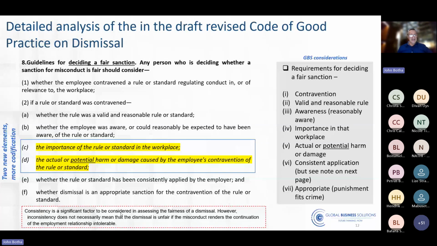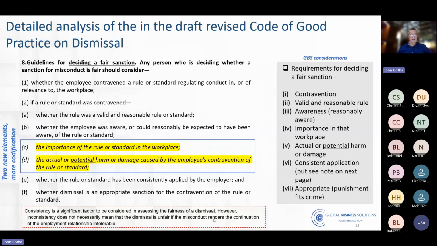Another provision that I absolutely love, look right at the bottom of this slide. Now, we know, colleagues, that consistency under point E is a key requirement to prove substantive fairness. But in this code, look at what they're saying here. Right at the bottom, it says consistency is a significant factor to be considered in assessing the fairness of a dismissal. However, inconsistency does not necessarily mean that the dismissal is unfair.